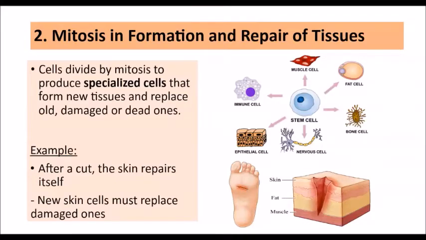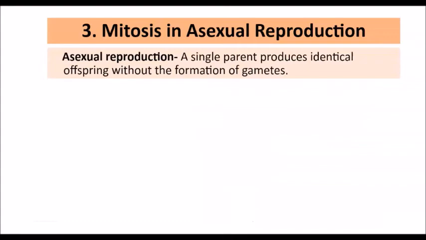So generally speaking, mitosis is needed to produce all these different specialized cells, non-reproductive cells that is, within the body, and is extremely important for the repair of these same cells, these tissues, if they get worn out or damaged or die. Now, the last purpose of mitosis would be in asexual reproduction. Asexual reproduction is when you have a single parent producing identical offspring without the formation of gametes.